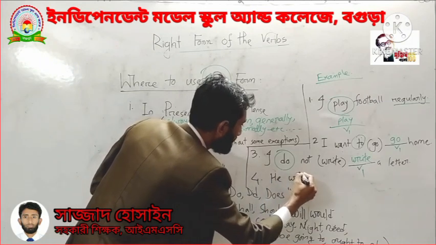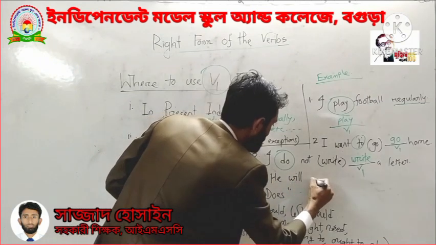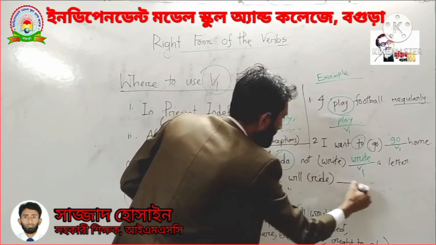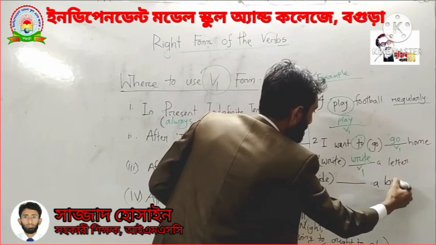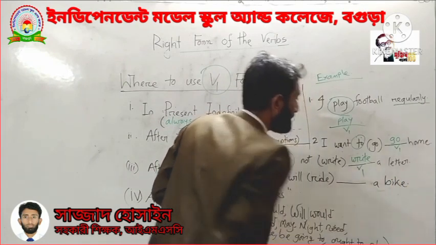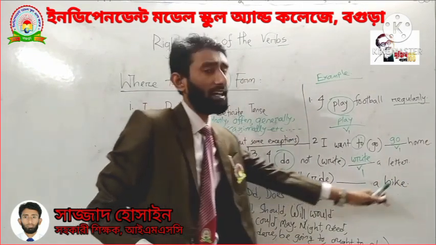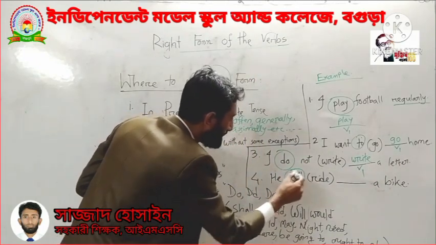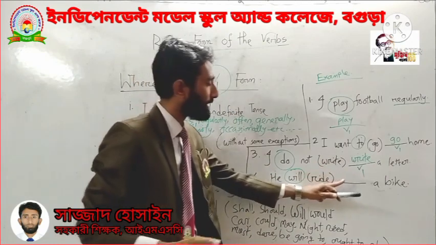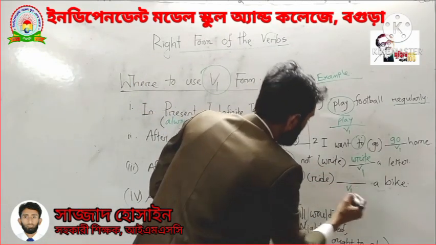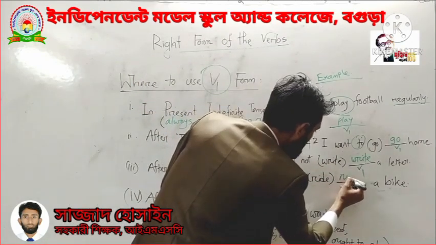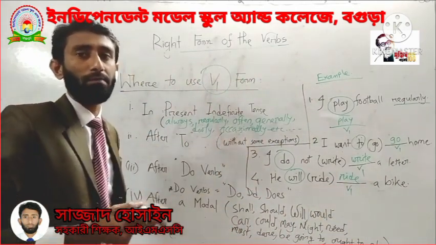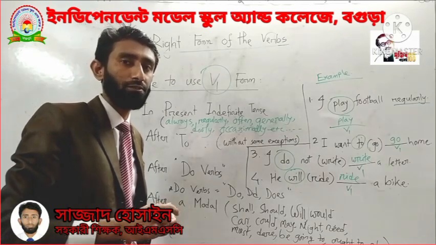Okay, now come to the example. He will ride a bike. He will ride a bike. Then you can find here will is a modal, and after a modal the V1 form of a verb should be used. Okay, these all are about the right form of verbs for you.